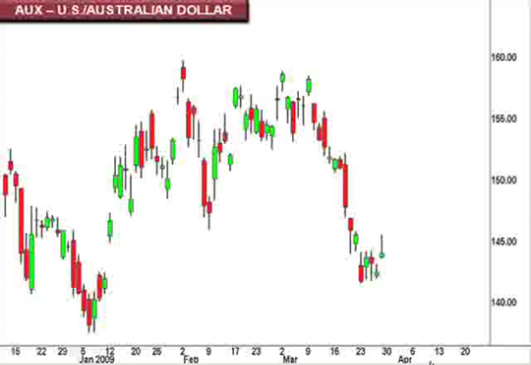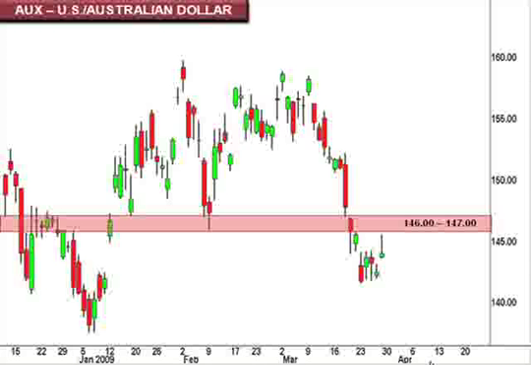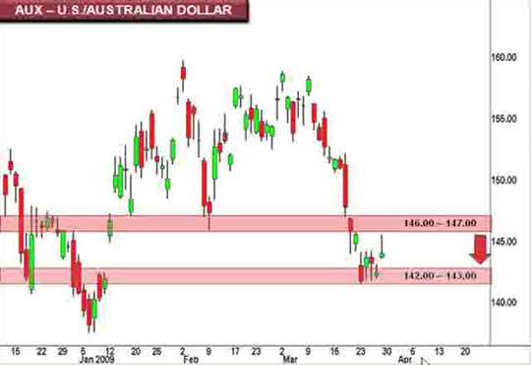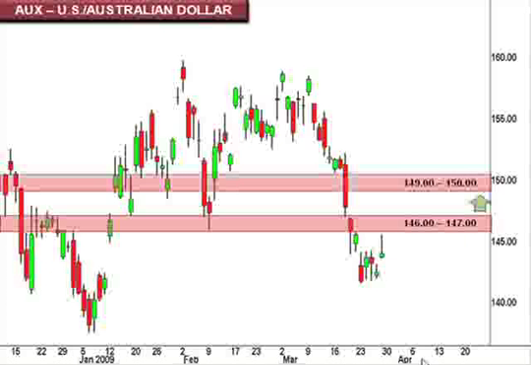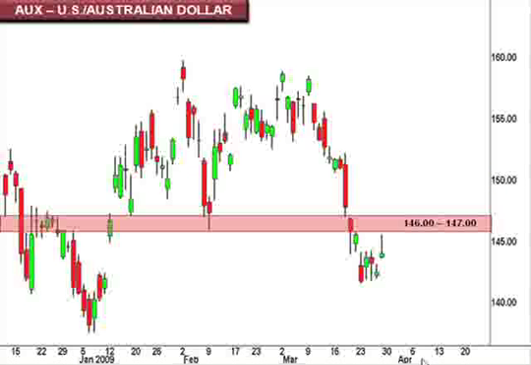Well, the AUX bounced off of a support level that we were identifying last week at the 142, 143 area and made an attempt to rally into that 146, 147 focal zone. Now, Friday's close shows some apprehension, suggesting that a move back down to that 142 level is a high probability. If the AUX strengthens, that 146, 147 area still remains a very important level of resistance, with the next key focal zone coming in at that 149, 150 range.